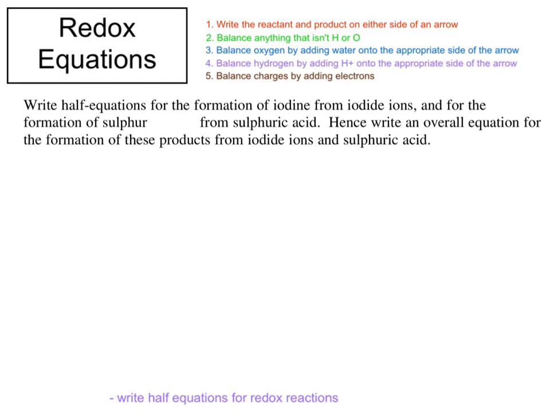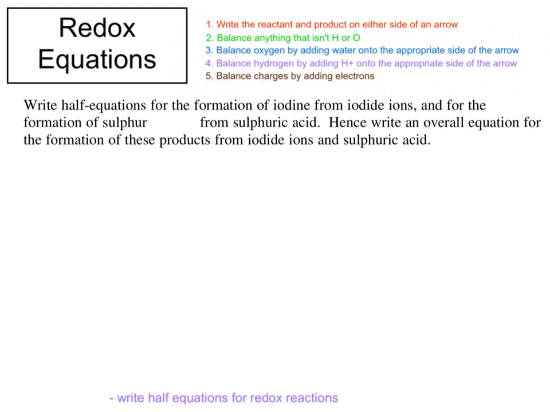So, here's an example question. It says, to write half equations for the formation of iodine from iodide ions and for the formation of sulfur from sulfuric acid, and then hence write an overall equation for the formation of these products from iodide ions and sulfuric acid. Now, we're going to do the second step in the next slide. So we're just going to write the half equations for now, and you can see that I've put the 5 steps that I went through in the last slide above so you can see what I'm doing.